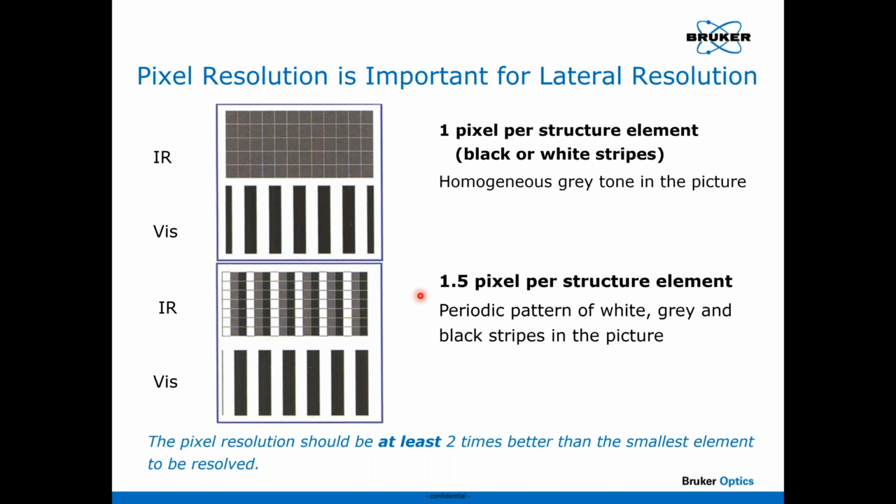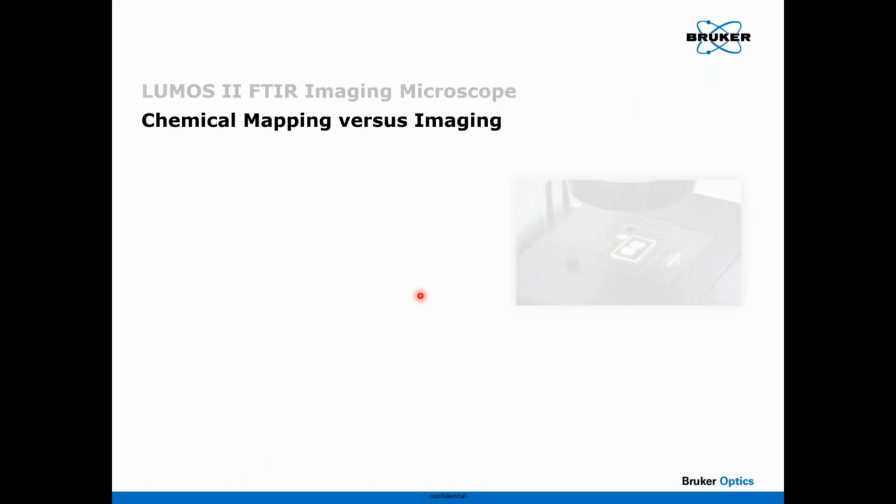As it turns out, 10 microns equates to 1,000 wave numbers, which is the center area for doing careful analysis in the middle infrared, what we call the fingerprint region. So that 10 microns is most important, and indeed with the Lumos 2, we've designed it so that the default is 5 microns per pixel.